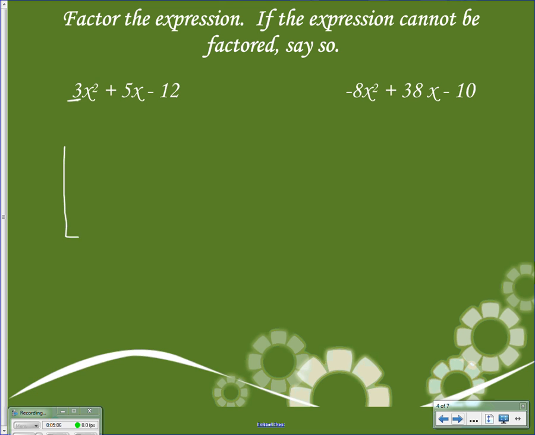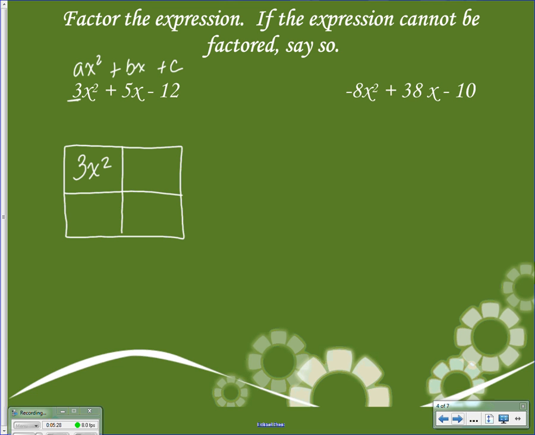So this time I'm going to try an area model. So I'm going to make a square this time. I'm going to put my a term, remember this is ax squared plus bx plus c, in my first box, so that will be 3x squared. And I'm going to put my c term in my last box, which is negative 12.